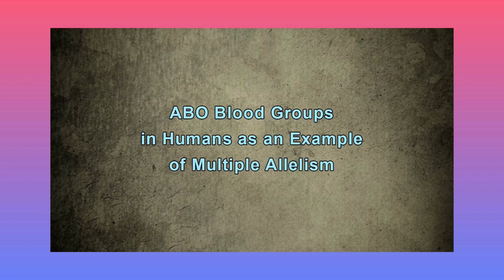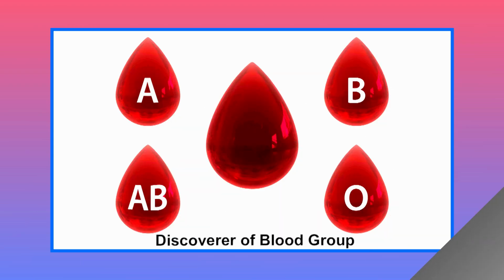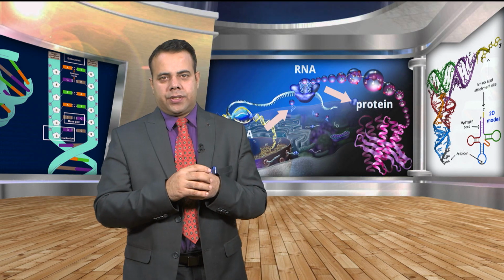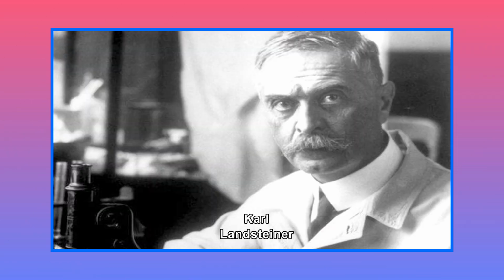Dear students, let us study the ABO blood groups in humans as an example of multiple allelism. A classical example of multiple alleles comes from the study of human blood types. The genes for the ABO blood group are located on chromosome 9 in humans. This blood group was discovered by Carl Landsteiner.